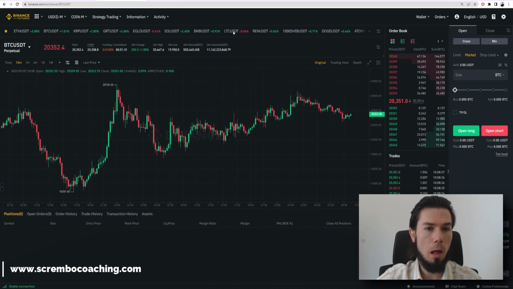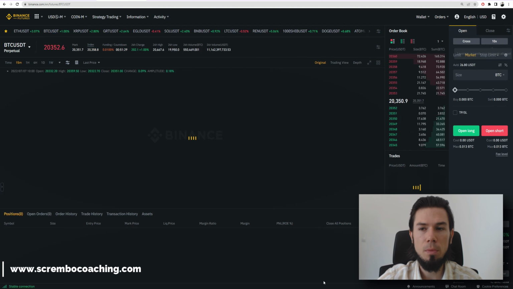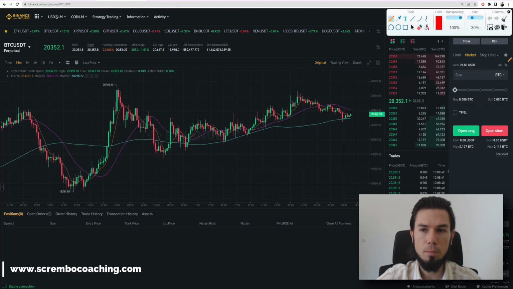So once we're here, I like to go over my LTC, or I can stay on the BTC. It doesn't matter at the end of the day. The idea is the calculator appears right there. This is where the calculator is, it's that little button on the right side, that specific logo with those kinds of symbols.